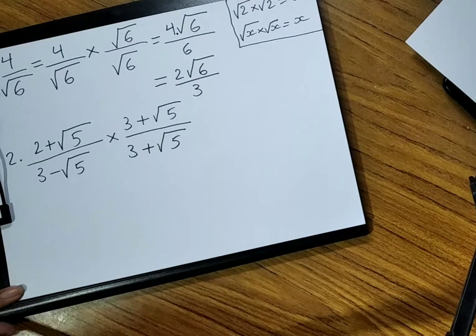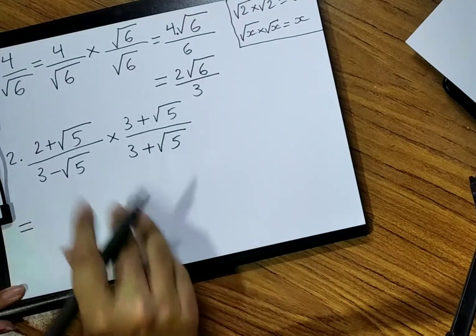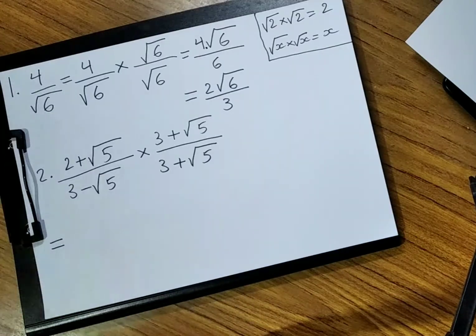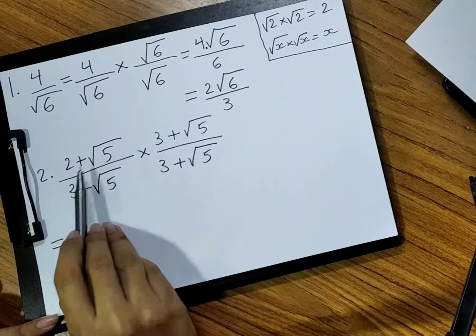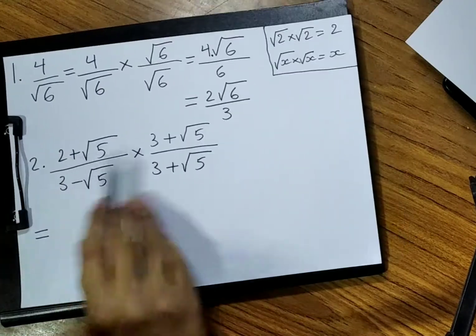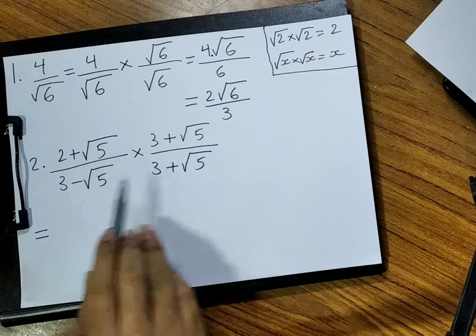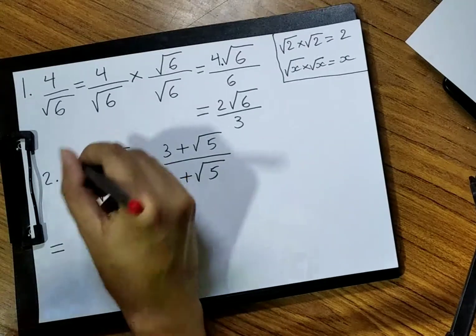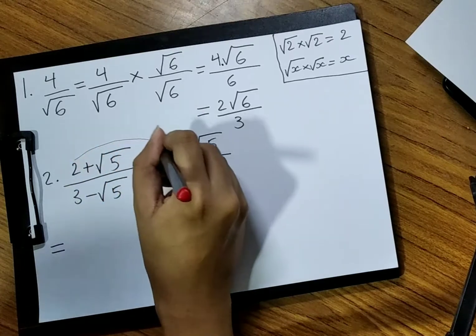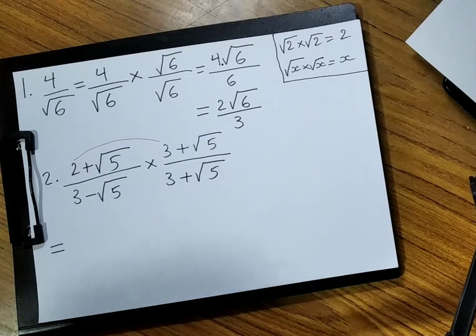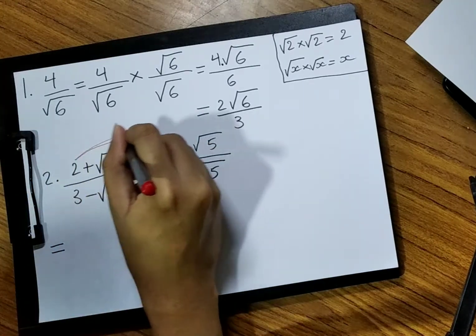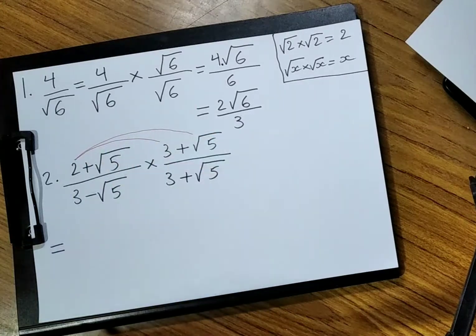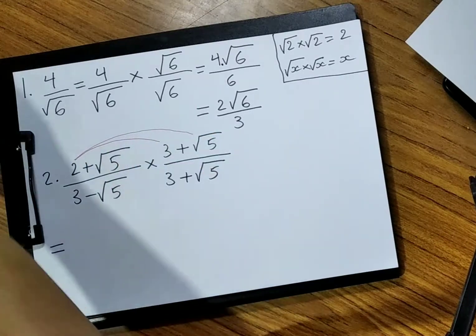So how are we going to do this? Over here, I will just draw this. This is basically, now we can multiply the numerator with numerator and denominator with denominator. Straightforward, okay? So we got 2 and 3 will be multiplied, and then 2 and root 5 will be multiplied. Okay, so we will do that first.